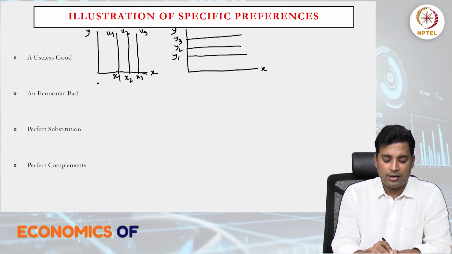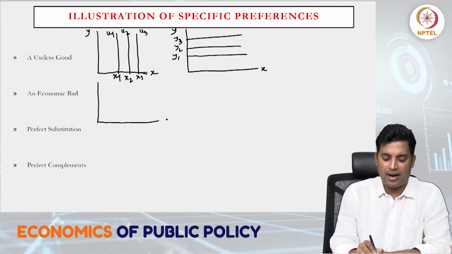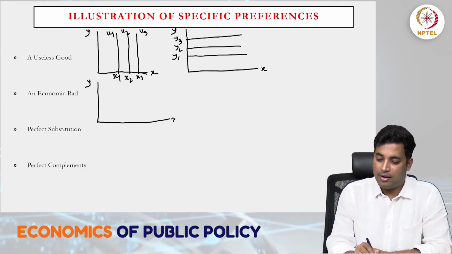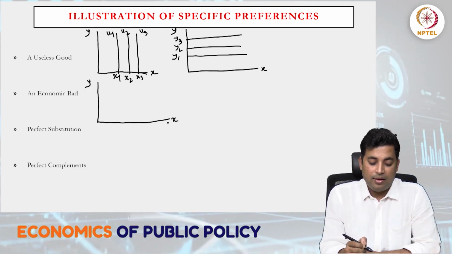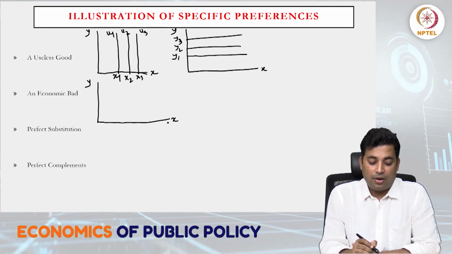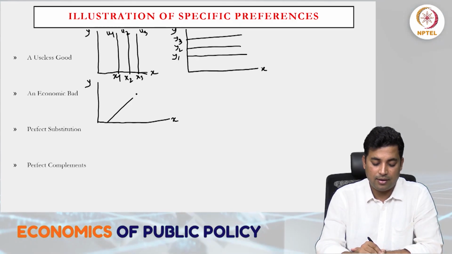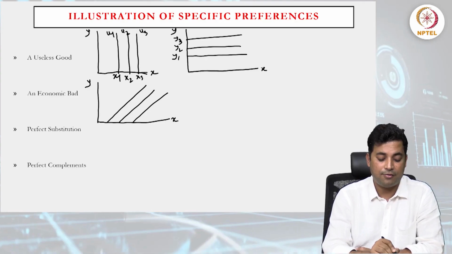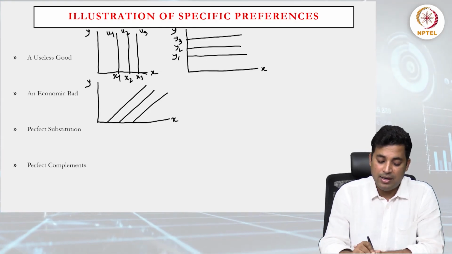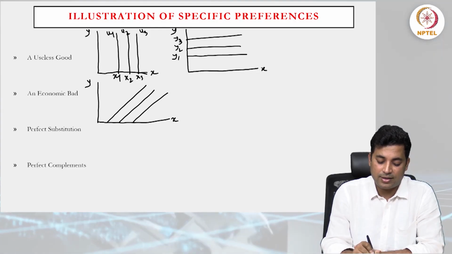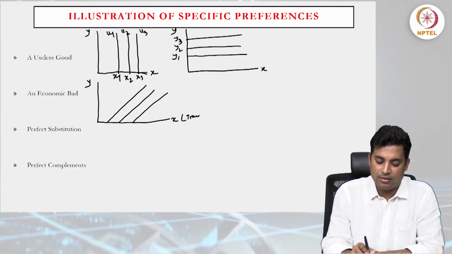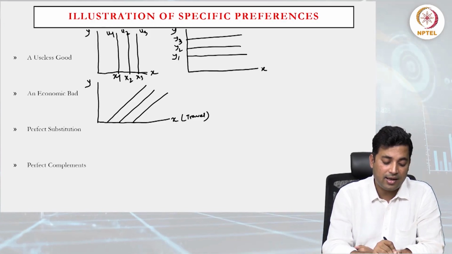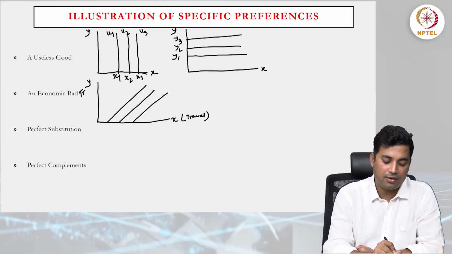Now, what is an economic bad? Say y here, and if I consider x on the horizontal axis, the utility curve is upward sloping. Let me take the example of x on the horizontal axis being travel time, or the distance, and y is the traffic.